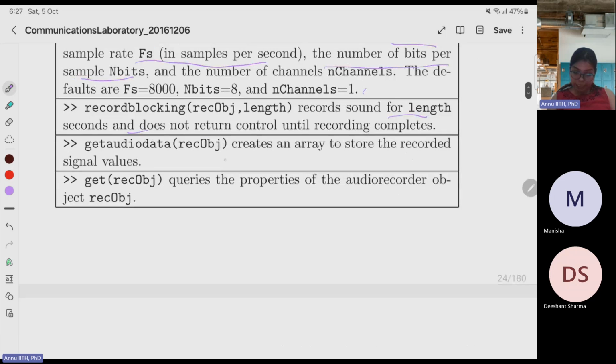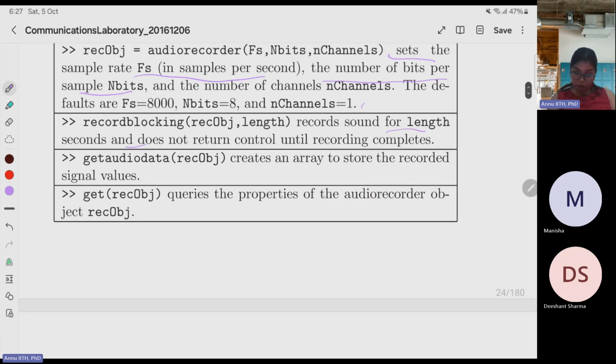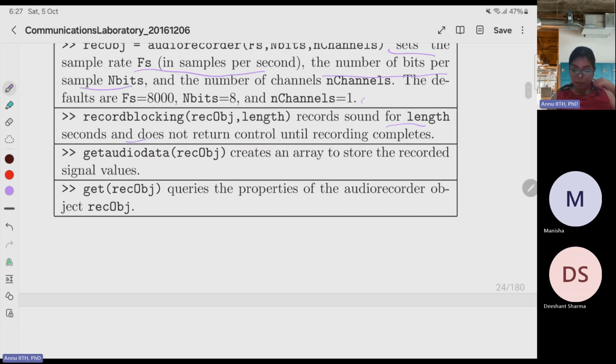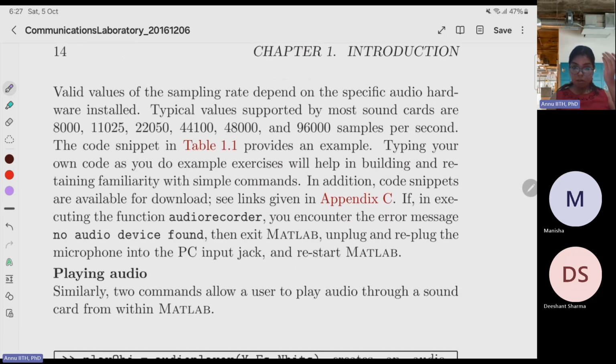Then you have getaudiodata. It creates an array to store the recorded signal values. And get, for the record object, because here we have just created a record object that we are using in the function. These are the member functions. It queries the properties of the audiorecorder object. The valid values of the sampling rate depend on the specific audio hardware installed. The typical values supported by most sound cards are 8,000, 11,025, 22,050, 44,100, 48,000, and 96,000 samples per second. The code snippet in Table 1 provides an example.